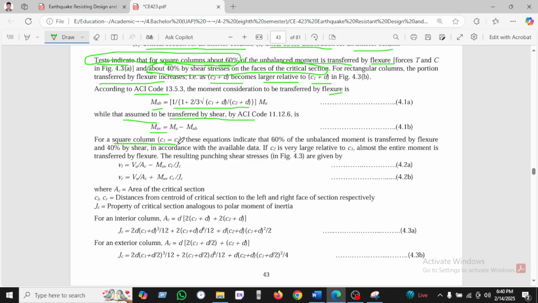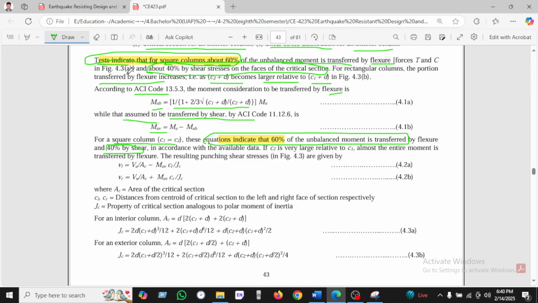Okay, C1 into C2. This equation creates 60% of the unbalanced moment transfer. So we have to keep in mind again and again that 60% is very important. So the unbalanced moment is transferred 60% by flexure and 40% by shear. So we have seen the 60% is taken by flexure. This is also flexure, and 40% shear.